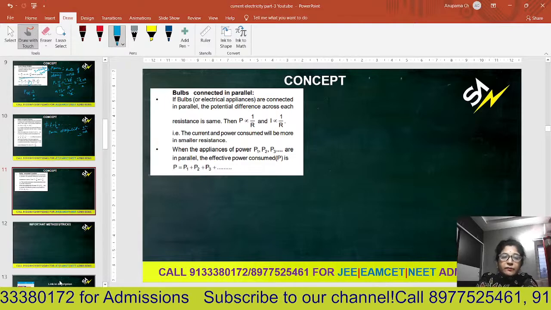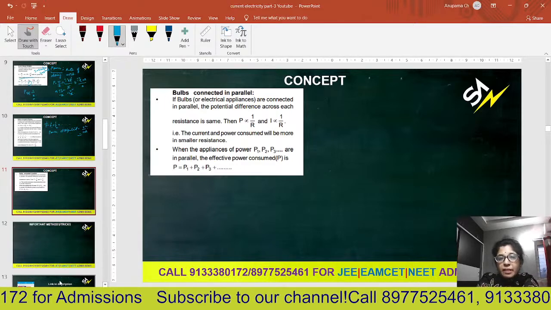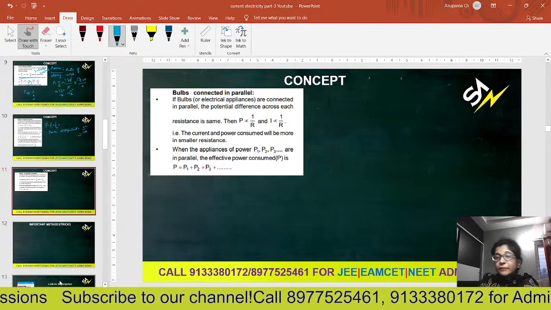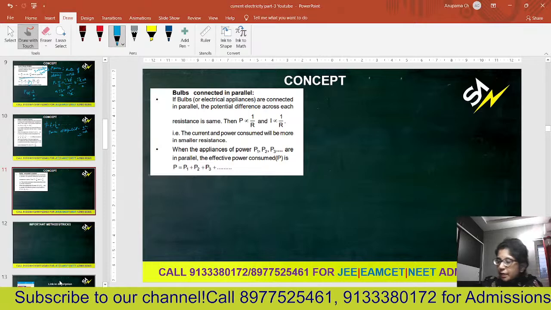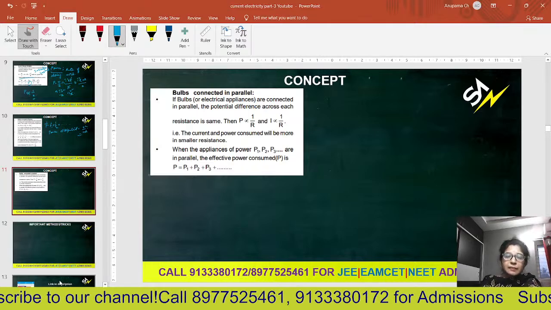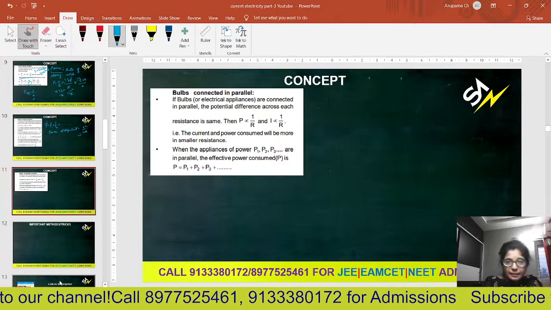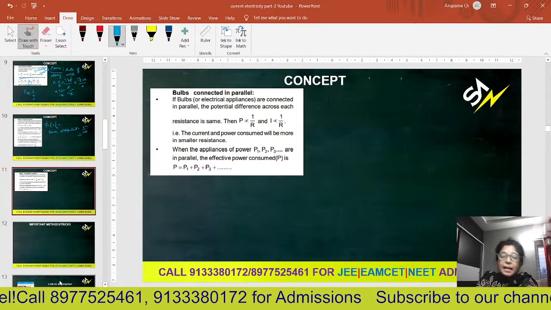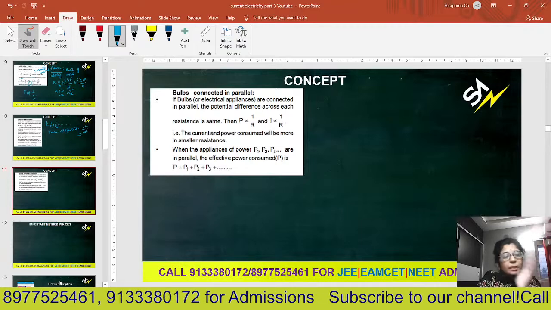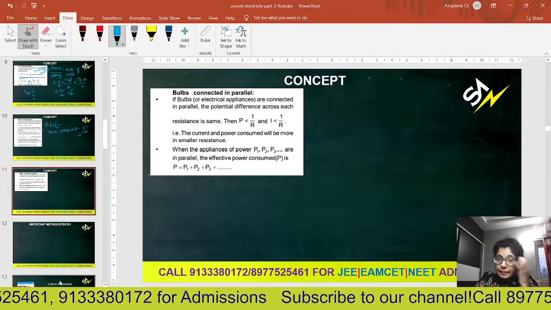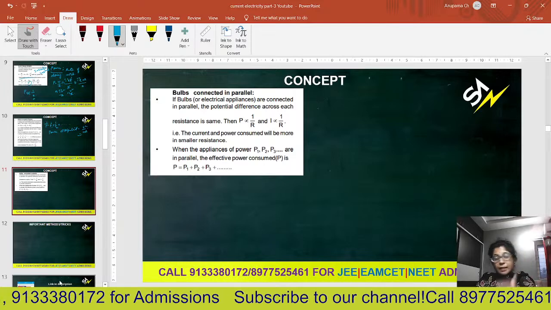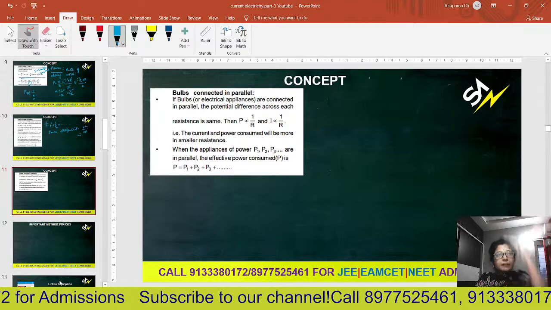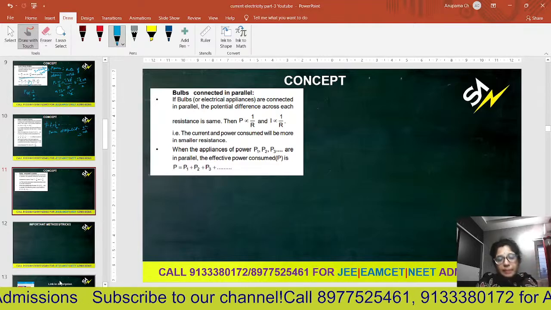So that is the reason why we can say that the current and the power consumed will be more in the smaller resistance, because they are inversely proportional, no? In the smaller resistances, if the value of R is lesser, naturally the current or power consumed will be more. And for example, if so many electrical appliances are connected in parallel, I told you how we connect electrical appliances in parallel. One below the other we will connect, right?